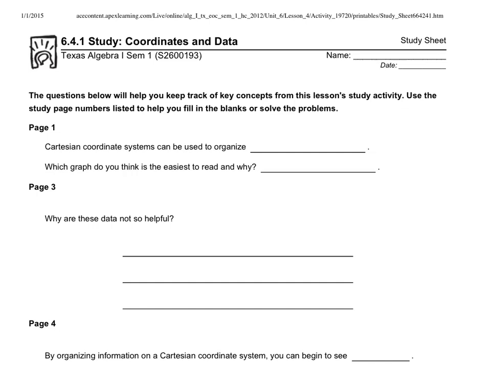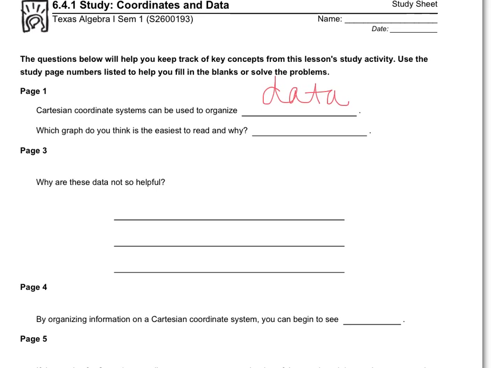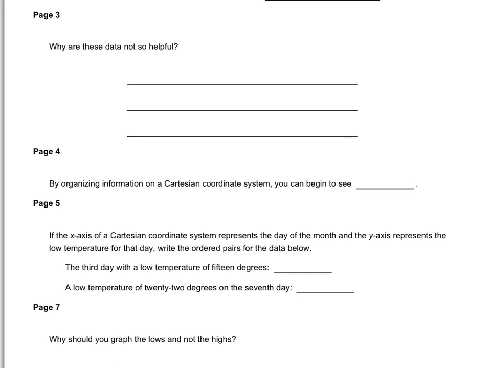All right, so we're talking about how you can utilize coordinates and data in the real world. Cartesian coordinate systems can be used to organize data. We can use them to graph points, and we can use them for a bunch of different things. By organizing information on a Cartesian coordinate system, you begin to see patterns and trends.